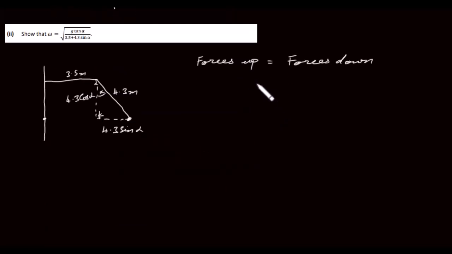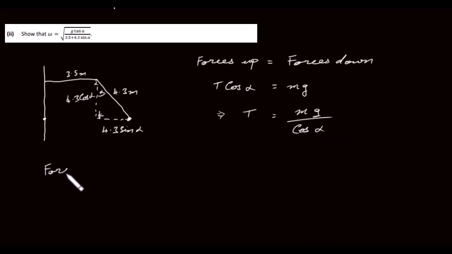So we have T cos alpha is equal to mg. So that would just give us then the tension, T is equal to mg over cos alpha. Okay, so let's look at the force to the left, if you like. In this case, it's the centripetal force.